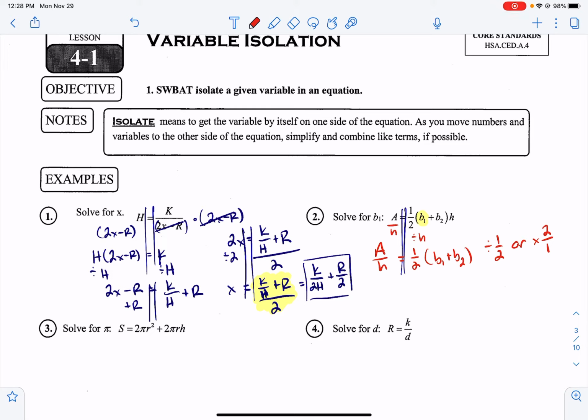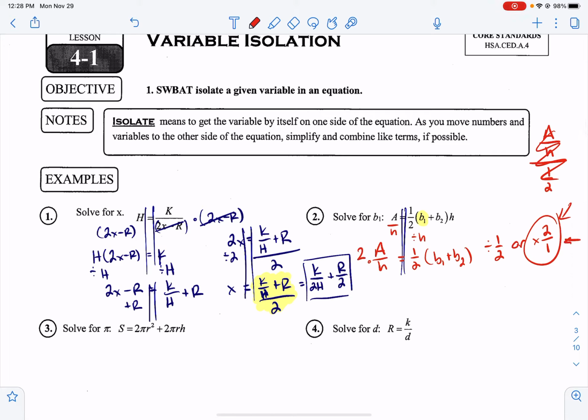It doesn't matter which way I do it. I prefer this one most of the time because it makes the math nicer. Otherwise, if you look at that left-hand side, if I were to divide by 1/2, I would have A divided by h divided by 1 divided by 2. So I've got a fraction on a fraction. That's ugly, that's messy. So instead, remember that you can multiply by the reciprocal.